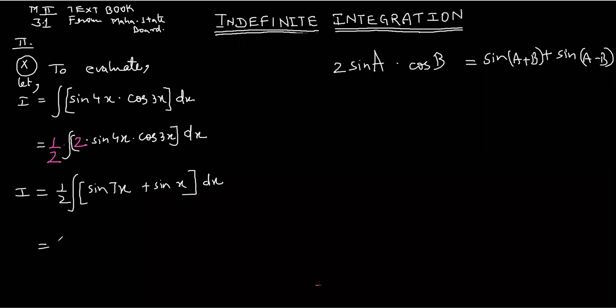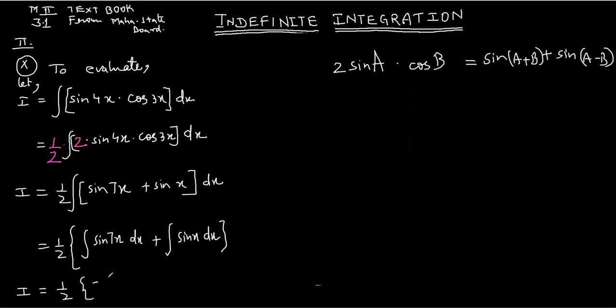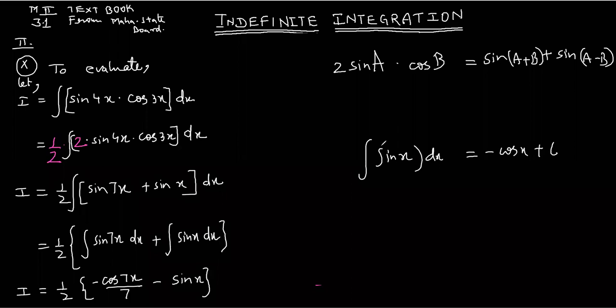Now I write separate integrations. So 1 upon 2 outside, integral of sin 7x dx plus integral of sin x dx. Then I equals 1 upon 2, and the integration of sin 7x is minus cos 7x upon 7, minus cos x. See students, integration of sin 7x. As you know, integration of sin x dx is minus cos x plus c.